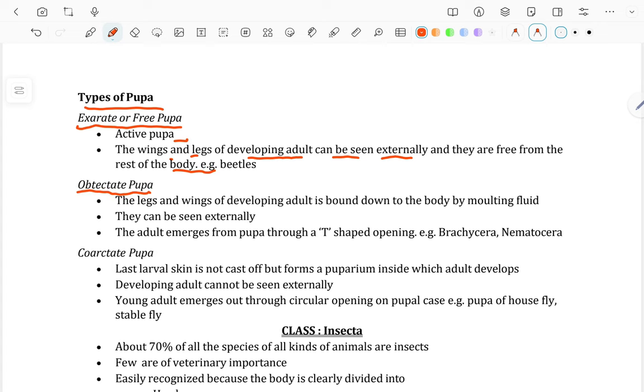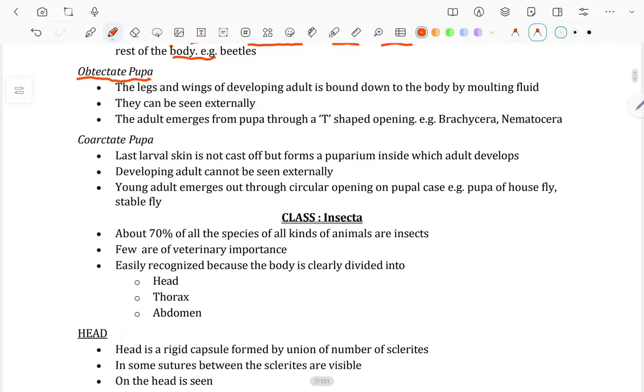Obtect pupa. The legs and wings of the developing adult are bound down to the body by molting fluid. They can be seen externally. The adult emerges from the pupa through a T-shaped opening. Example, Brachycera, Nematocera.